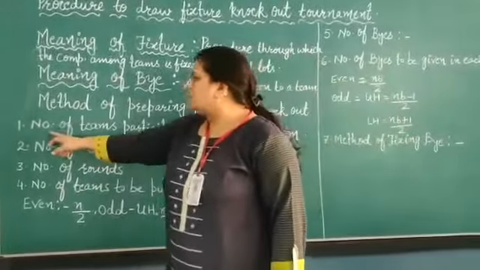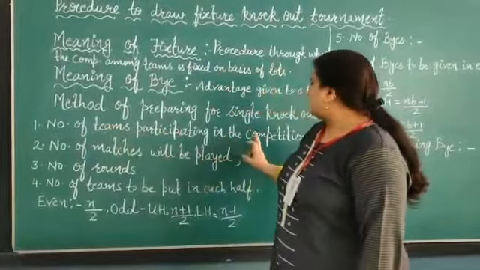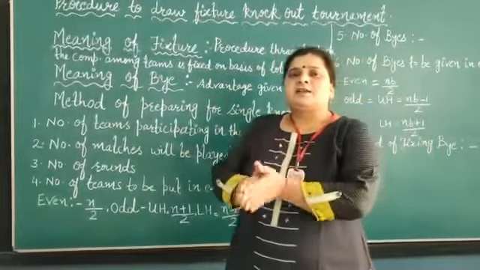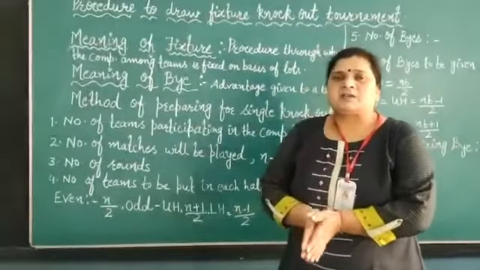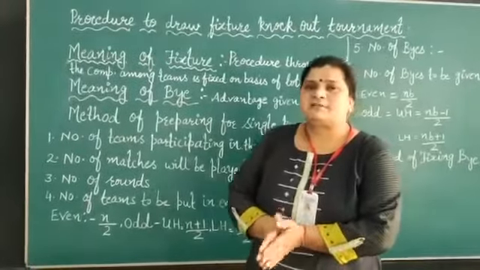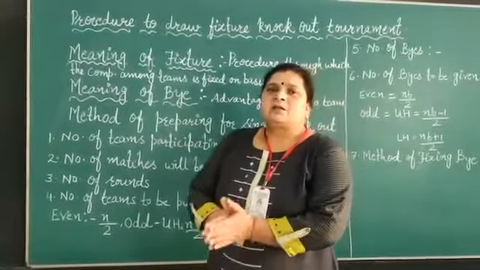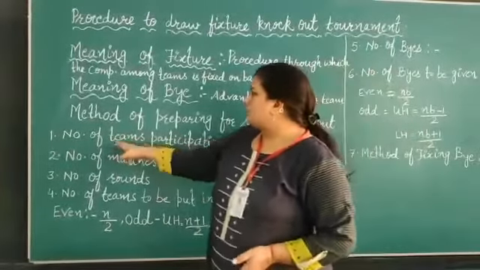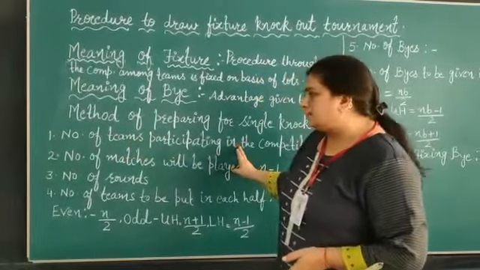Number 1, number of teams participating in the competition. We should know from the question how many teams are participating in a competition. Suppose the question will come: draw a fixture of 11 teams participating in a tournament of football. So here we have number of teams is equal to 11.